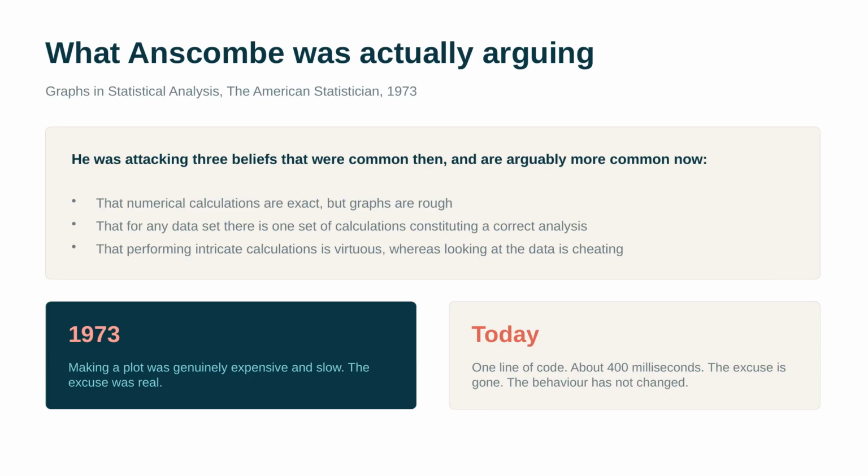So what was Anscombe actually arguing? His paper opens by attacking a belief that was common then and is arguably more common now, that computing is a substitute for looking. He listed the assumptions people held. That numerical calculations are exact but graphs are rough. That for any data set there is one set of calculations constituting a correct analysis. That performing intricate calculations is virtuous, whereas looking at the data is cheating.